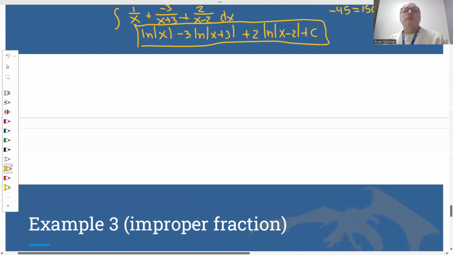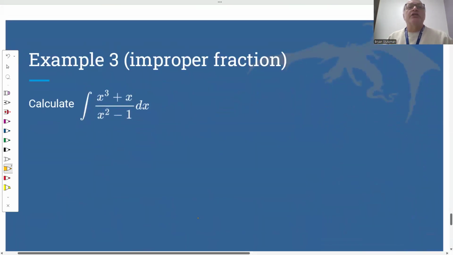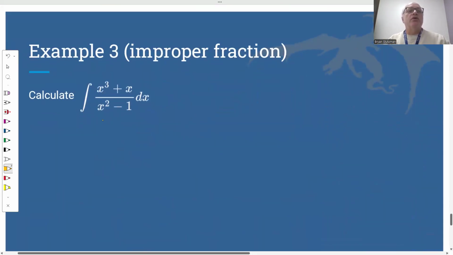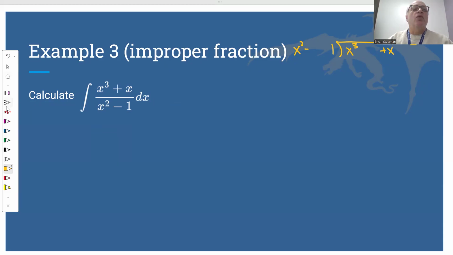All right. Next one we're going to do is when we have an improper fraction, where the degree of the numerator is larger than the degree of the denominator. So I'm going to do some long division to make it so that I have a remainder which is a proper fraction. Well, my divisor is x squared minus 1. I'm going to divide that into x cubed, leave a space for my x squared plus x. Now I'm thinking, what does x squared multiply to give me x cubed? I need to multiply by x.